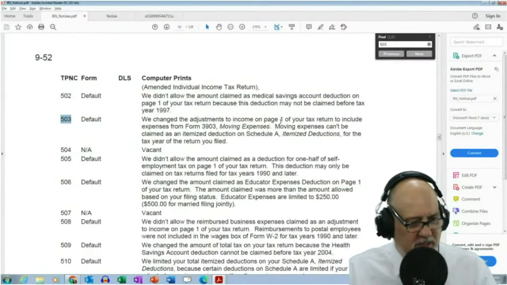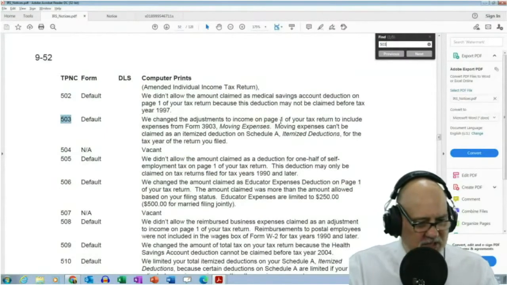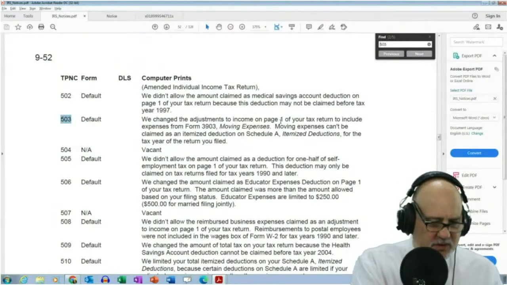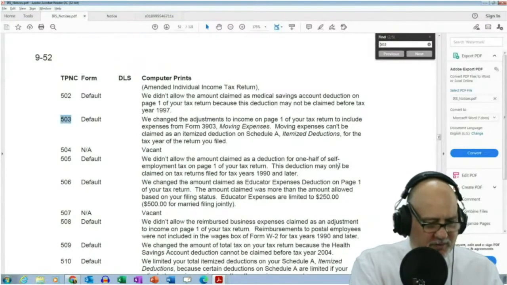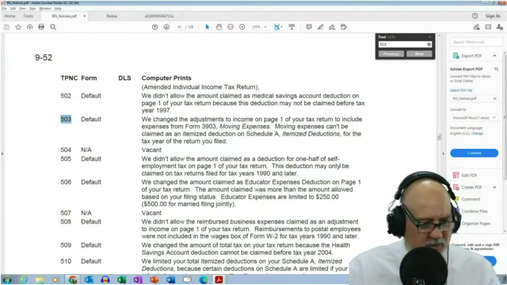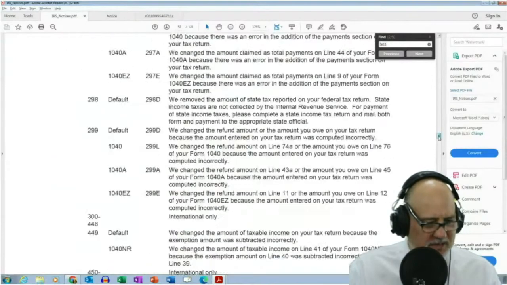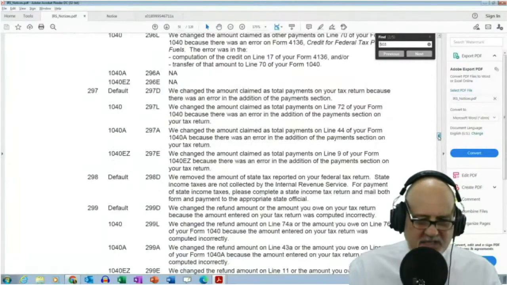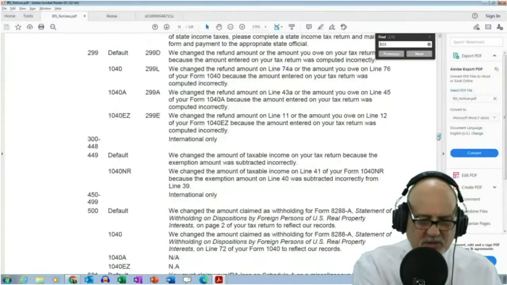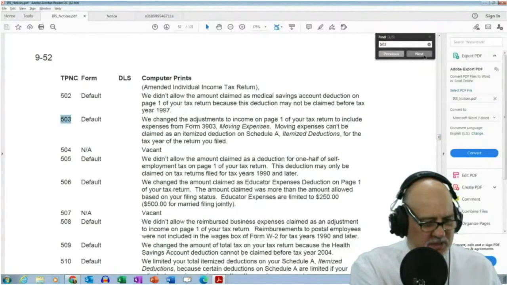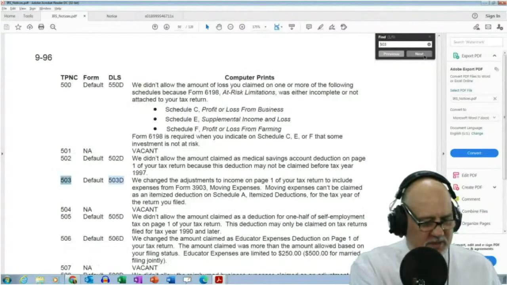CP 503. We change the adjustments to income. Let's make sure this is CP because there are so many different ones. So 503, 504, yes. We change adjustments to income on page 1 of your tax return to include expenses from form. Okay, this is moving expenses, so let me make sure. This is not CP 503. You see, it's easy to get confused because they have so many different ones. We change the adjustments, as I mentioned here. This is the same one, CP 503.